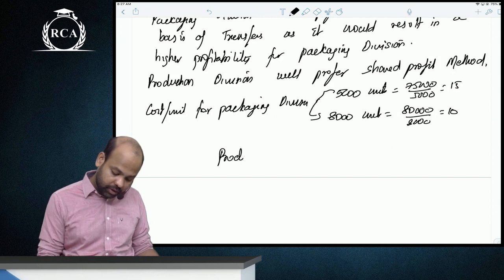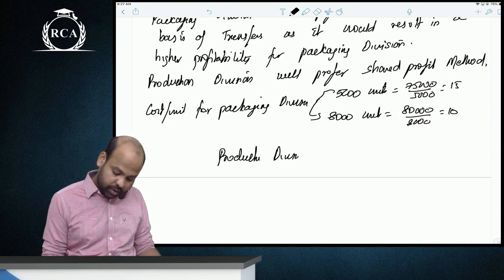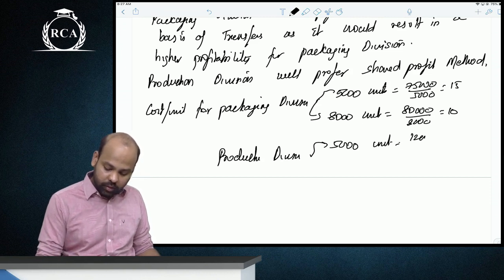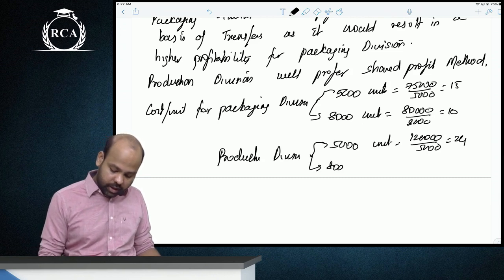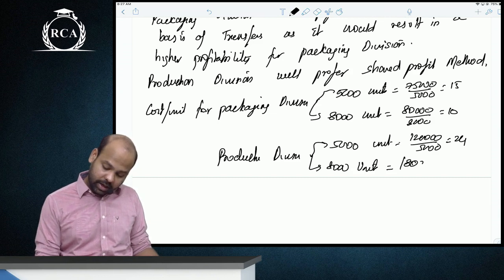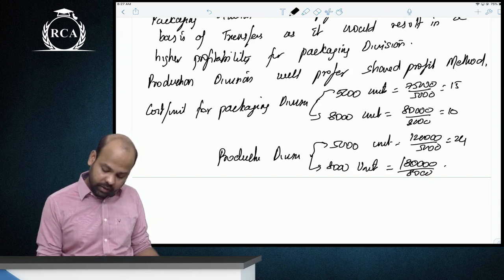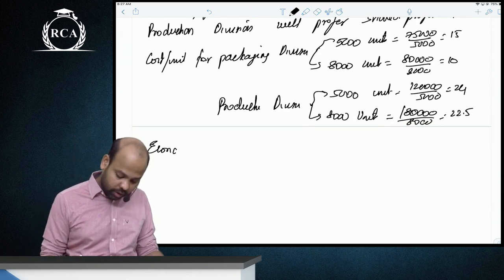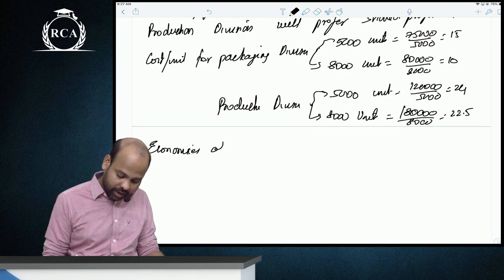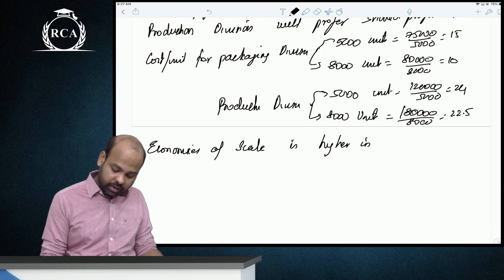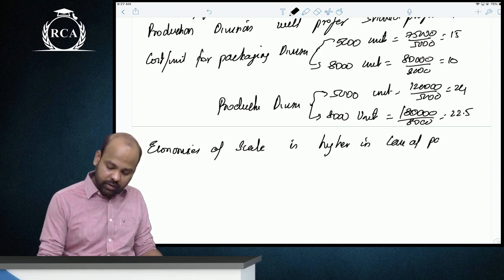If you look at the production division, at 5,000 units it is 24 rupees, 1,20,000 divided by 5,000. At 8,000 units it would be 1,80,000 divided by 8,000, and we got 22.5. So undoubtedly the economies of scale are higher in the case of packaging division.